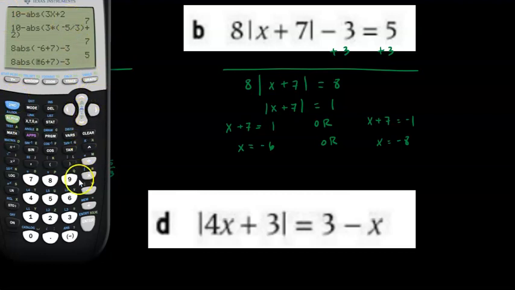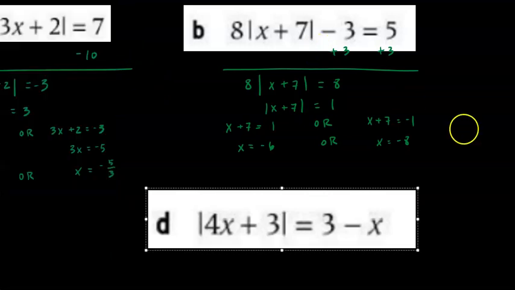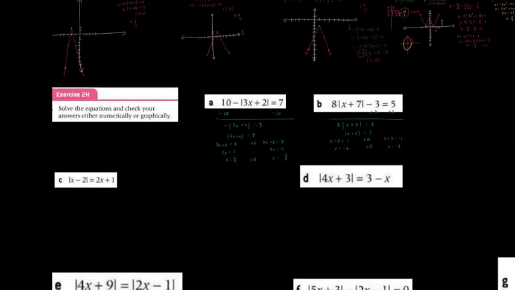Okay, and then I'm going to put in a -8, and it gives me a 5. Okay, so they both work out. Okay, next problem.